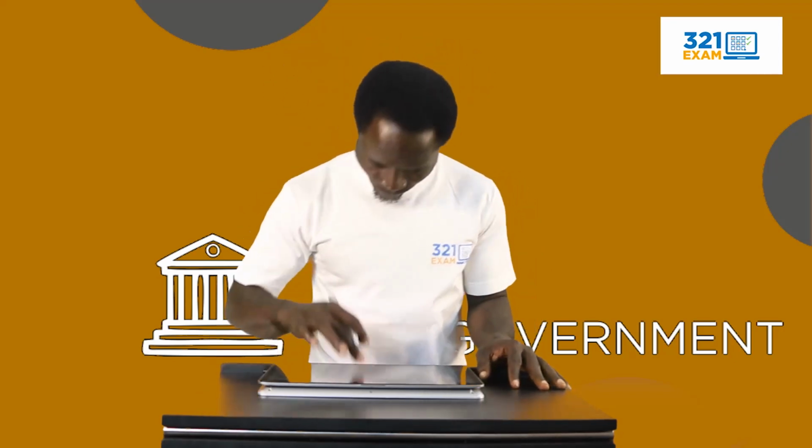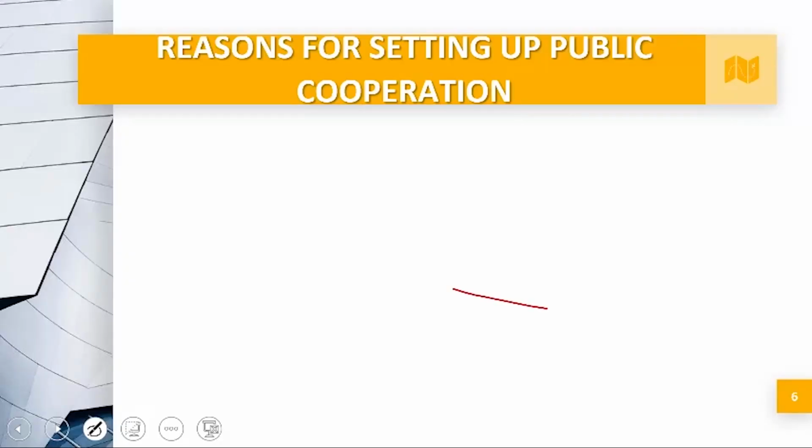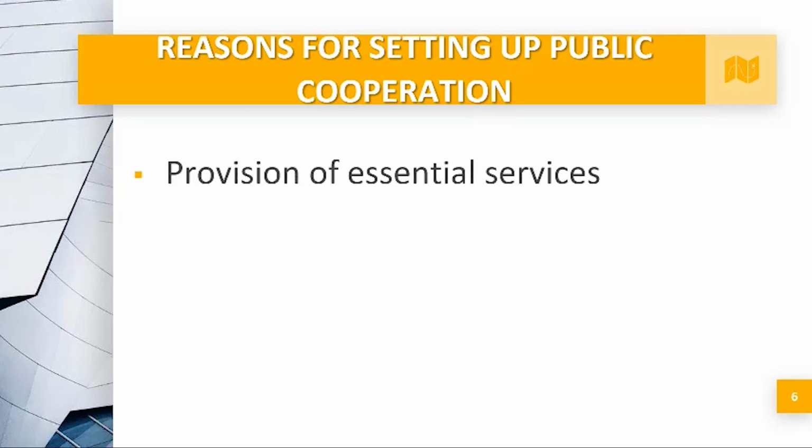Next subheading, we're going to be looking at the reason behind the creation of what? Public corporation. Or why is it that a public corporation is being set up? What is the main reason behind the creation of a public corporation? We've been mentioning the same point since. A public corporation, from the definition, is created specifically to offer some essential services.